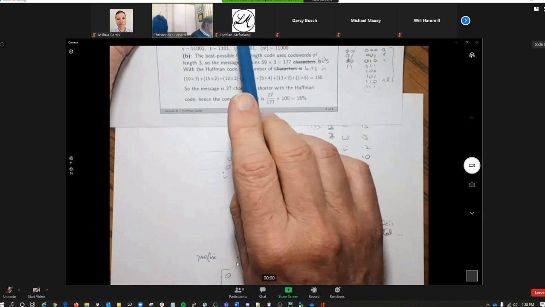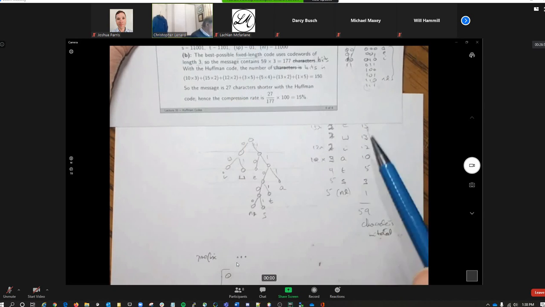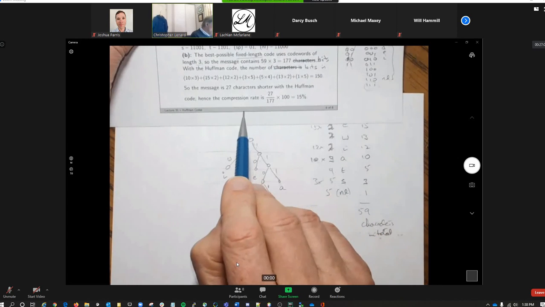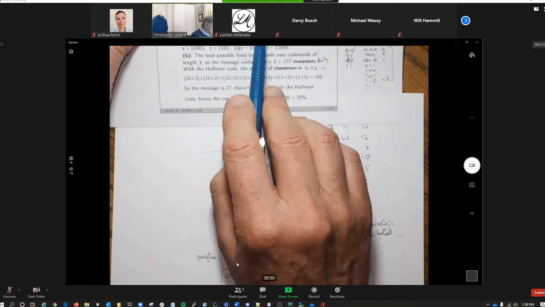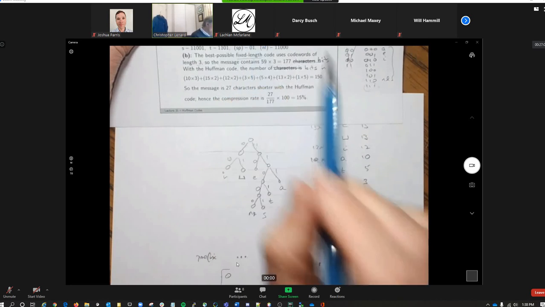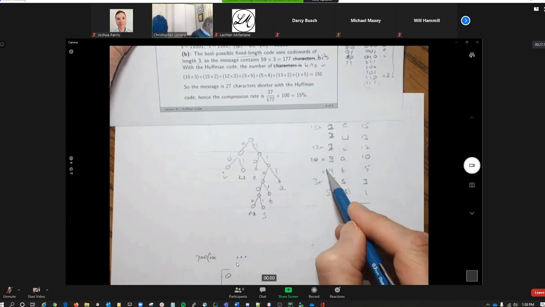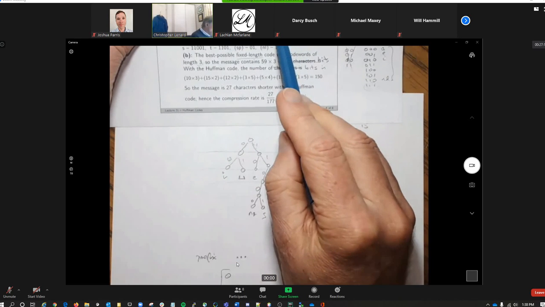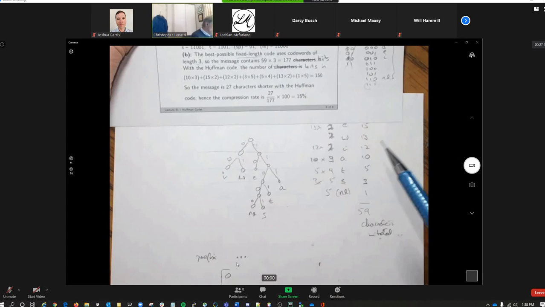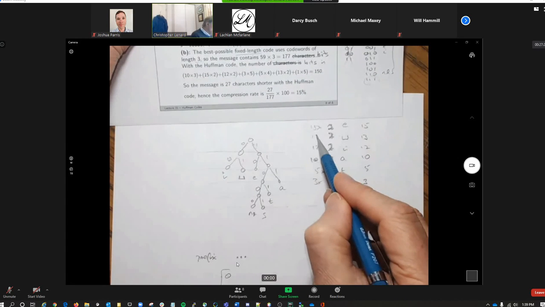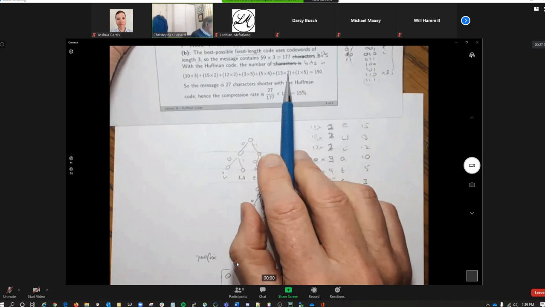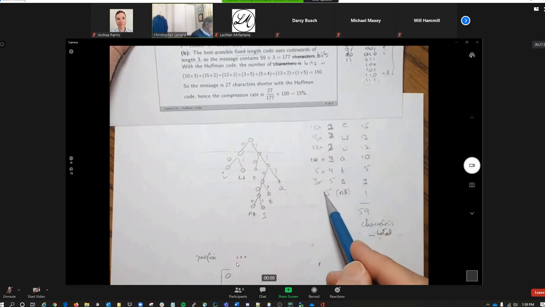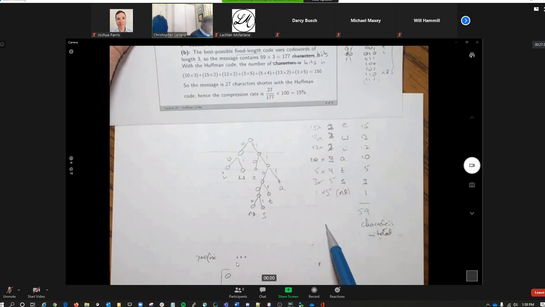What's next? S is 3, and S needs 5 characters, so 3 times 5. T, there are 5 T's in the message, and each one requires 4 bits, so 5 times 4 is 20. There are 13 spaces. Spaces are worth 2 bits, so 13 twos are 26. And finally, there's just 1 new line character, and the new line character takes 5 bits.